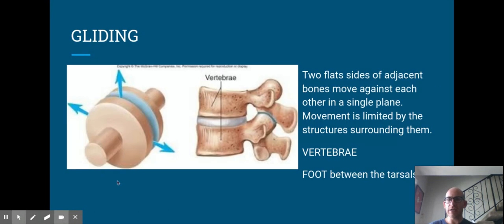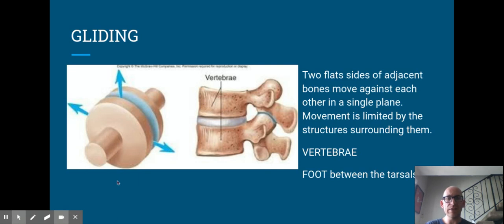Okay, next one up is a gliding joint. I think this is our last one. So a gliding joint, this is where you have two surfaces that slide past each other. And the range of motion here is really, really limited.